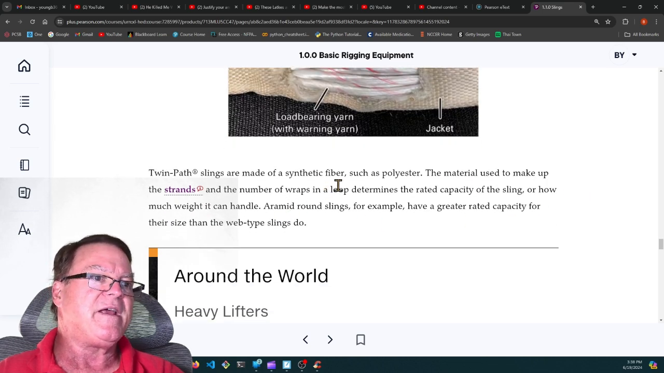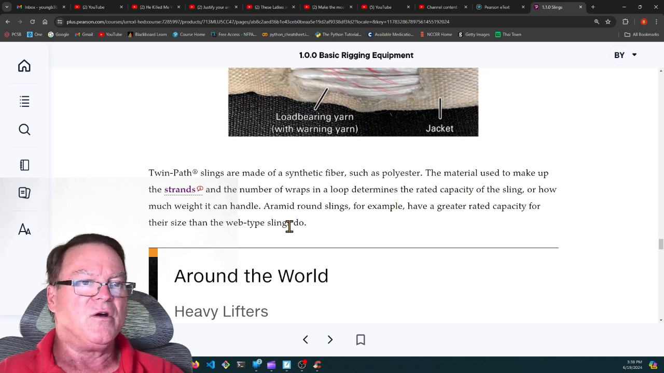Twin path slings are made of a synthetic fiber such as polyester. The material used to make up the strands and the number of wraps in a loop determine the rated capacity of the sling, or how much weight it can handle.